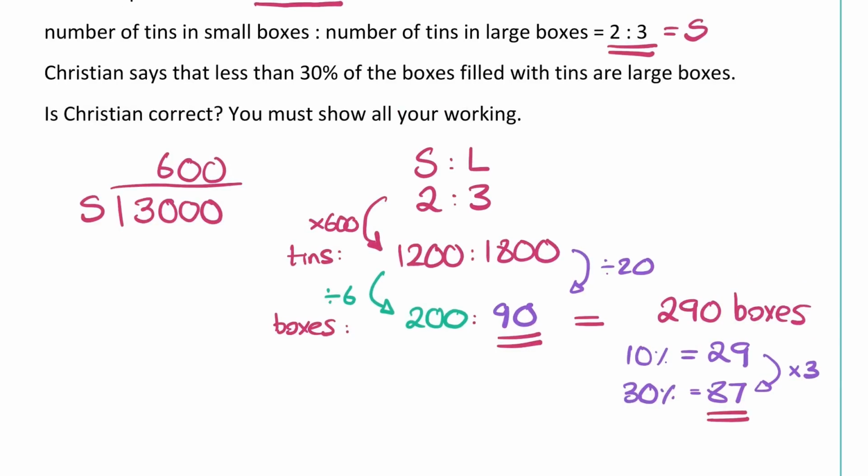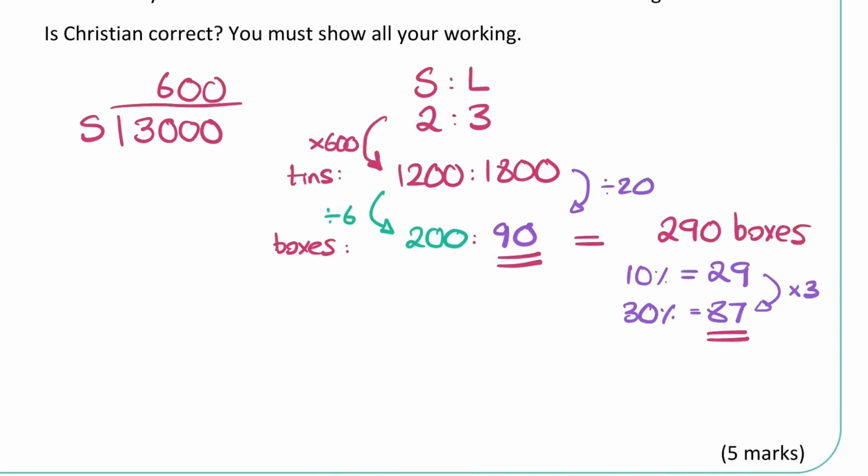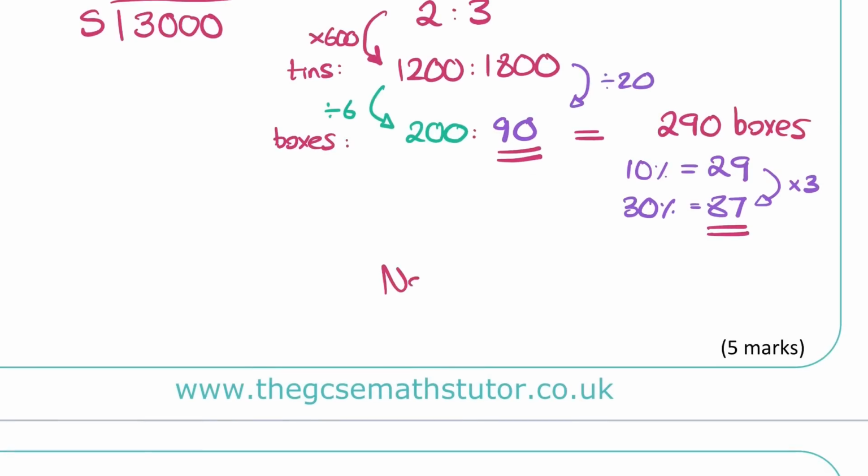So the Christian statement, he says that less than 30% of the boxes are large boxes. Well, we have 90 large boxes, and 30% would be 87. So no, he's not correct. So we would just say here, no, he is not correct, and it's backed up by all of our working. You could say, if you wanted, 30% of the boxes is 87, and we have 90 actually that are filled in terms of those large boxes.